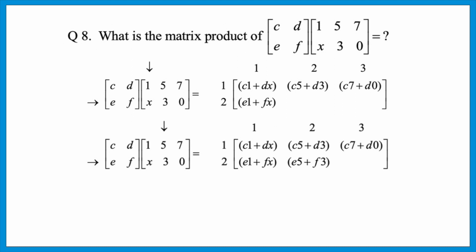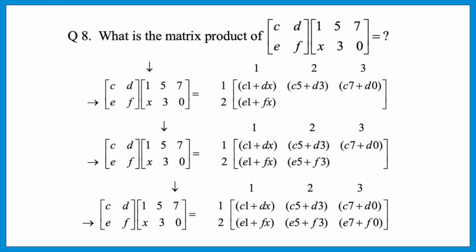And finally the bottom right, that's going to be the E times the 7, and then moving to the F and the 0. And that whole thing is the final answer. So once you get the hang of it, it's not so bad. Just takes a little practice. And this can also come up on a word problem. Let's see how.